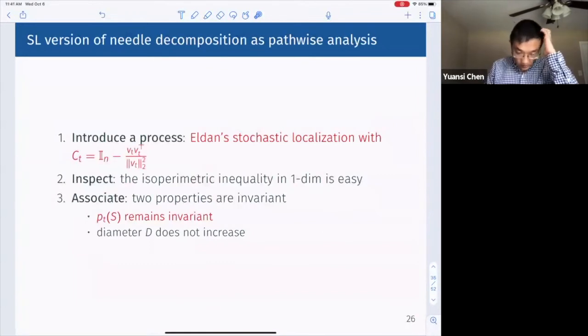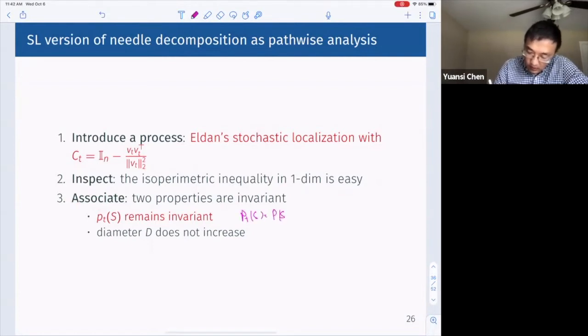So to summarize, it is still a kind of pathwise analysis, where the process is a stochastic process, the Eldan stochastic localization with rank n-1 matrix. You run it to a t that is very large, and you see that when you run it to t very large, it becomes a needle. So the one-dimensional isoperimetric inequality is easy to prove, and you can associate things back. You have this P_t(S), it remains constant. So this P_t(S) equals P(S). So you don't have to worry about the change in P(S).